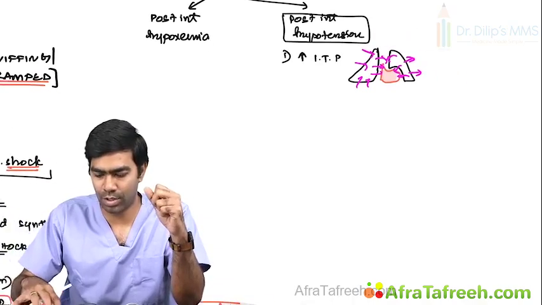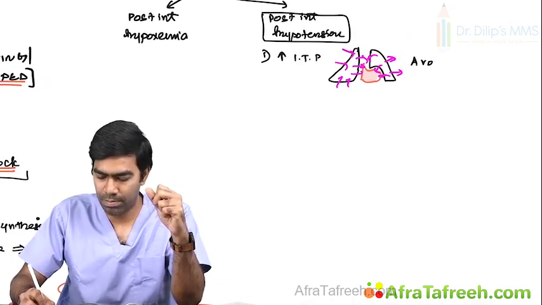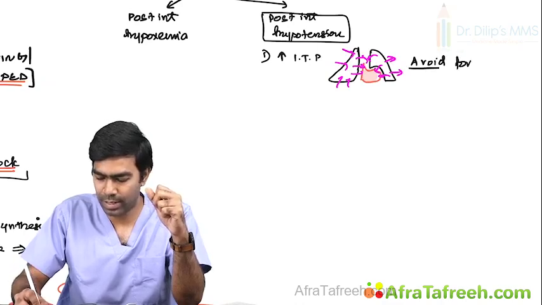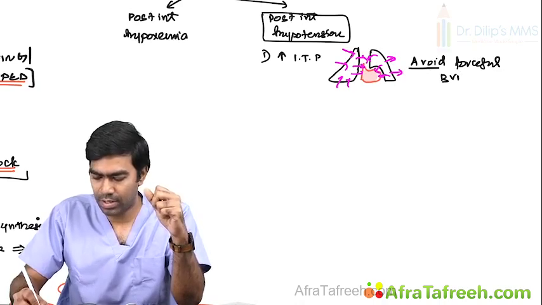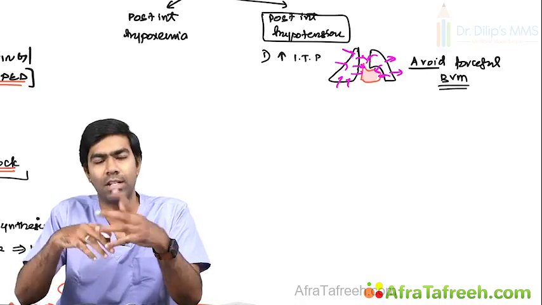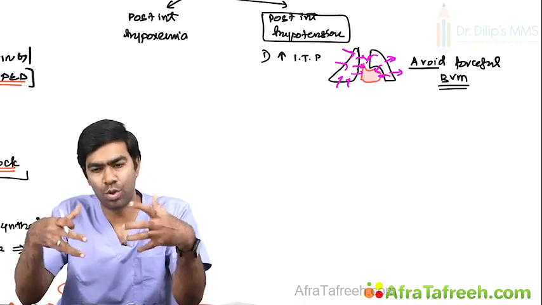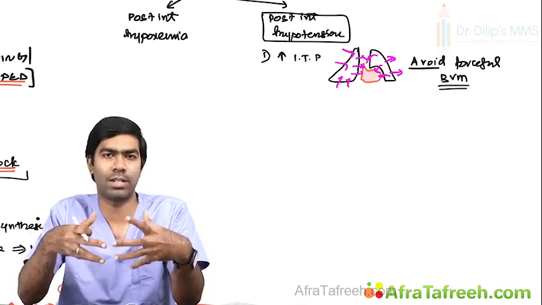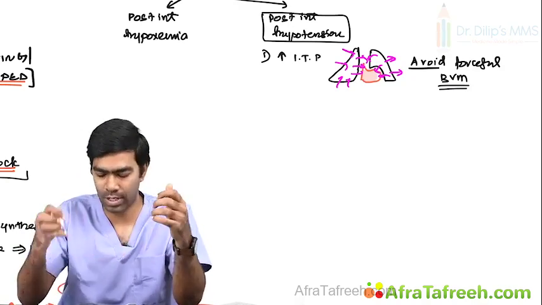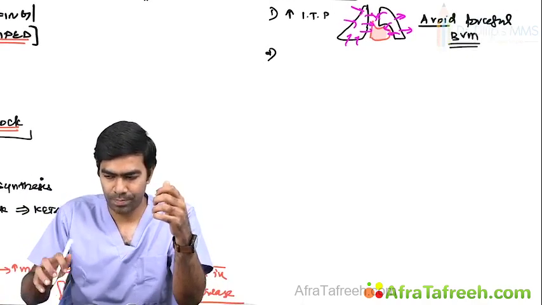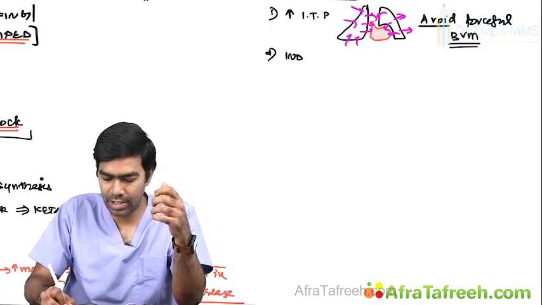So what is the intervention you are going to do? In this condition, please avoid forceful bagging. That is forceful bag ventilation, a bag valve mask. Forceful bagging should be avoided. If you do too much aggressive or over-enthusiastic bagging, this might be the case. So avoid that. Number two, it could be induction agent related.